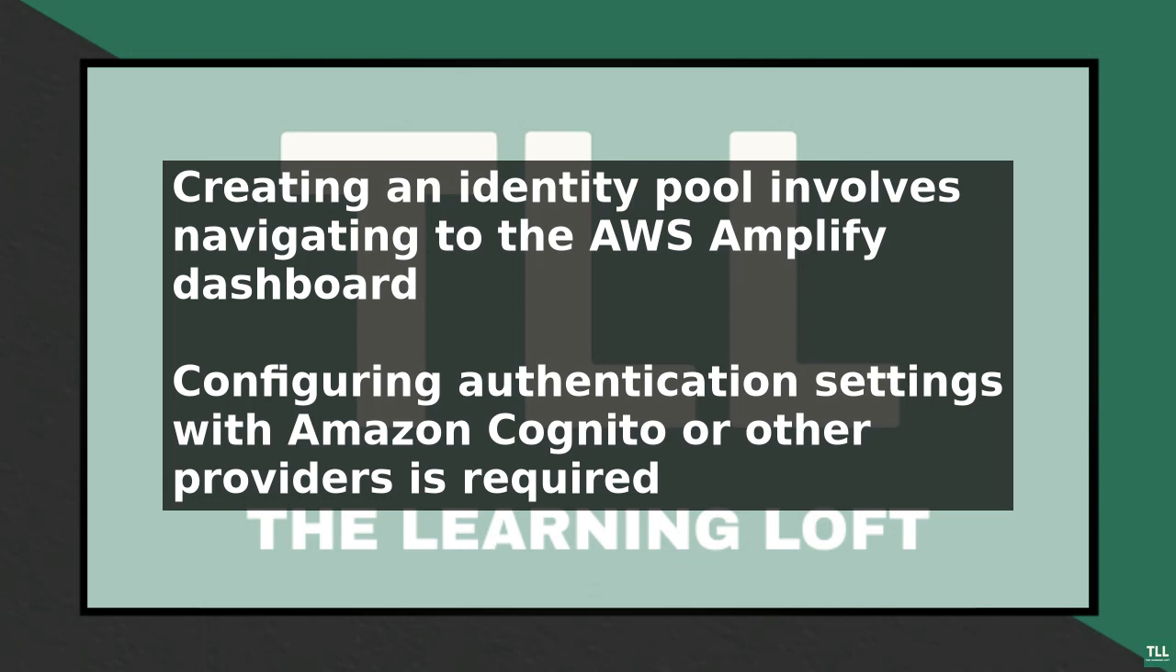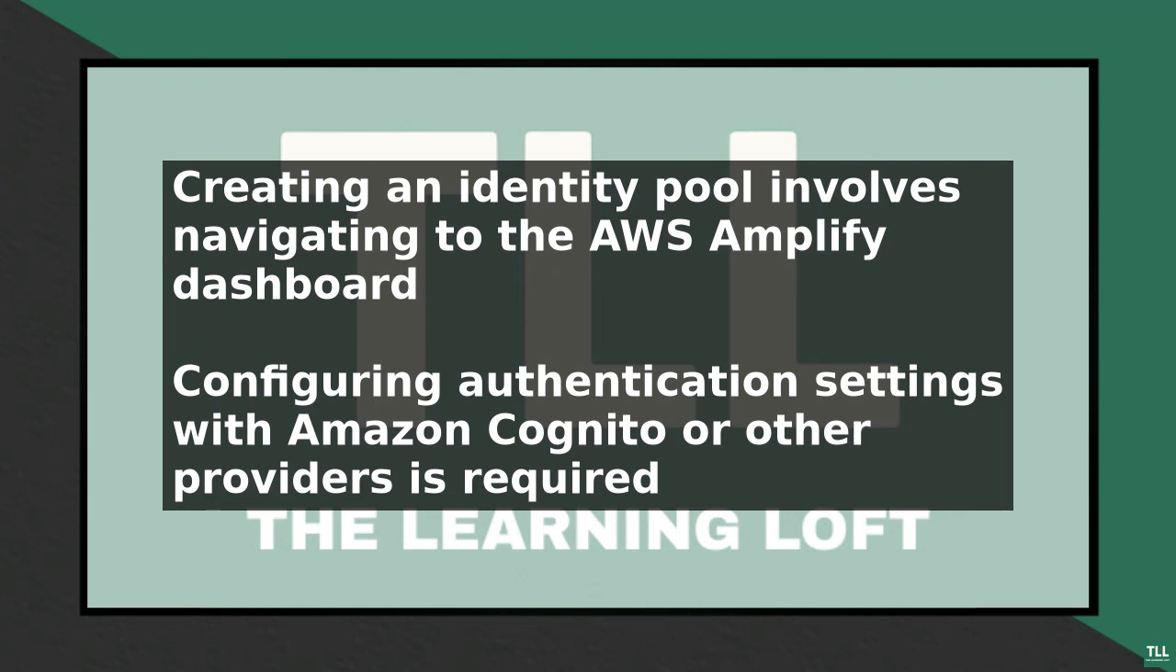Step 4. Using identity pools in your application. To use an identity pool in your application, you need to install the AWS Amplify SDK and import the necessary modules. You can then use the SDK to authenticate users and authorize access to your application's resources. The SDK provides a range of APIs and tools to help you manage user identities and access control.